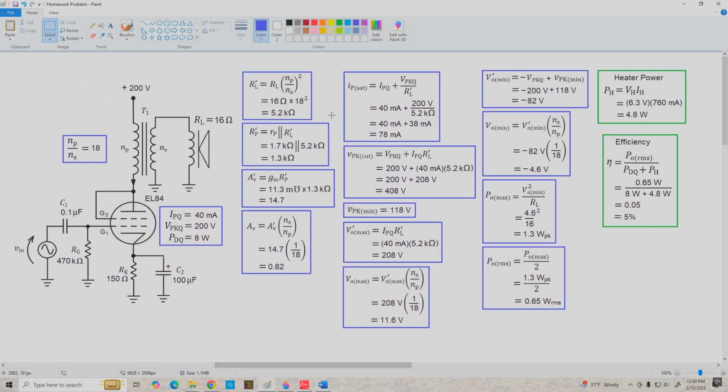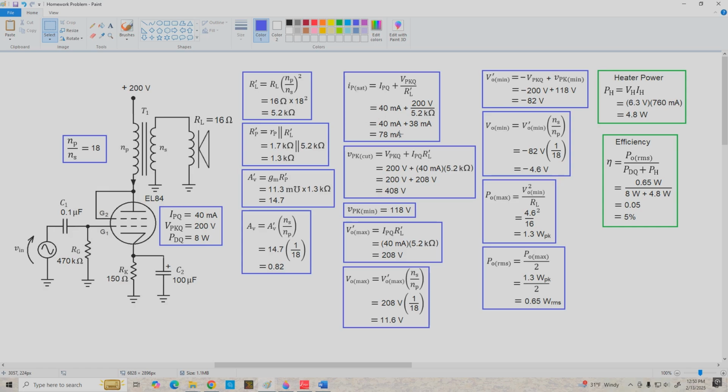Okay, here are all the values pretty much in the order I calculated them in. Starting up here, R prime L, the reflected load resistance, is 5.2 k ohms. R prime P is the small signal plate resistance, 1.3 k ohms. And A prime V is the voltage gain at the plate with respect to the control grid. That's 14.7. The actual voltage gain is stepped down by a factor of 18, so it works out to be 0.82. So just like the previous amplifier we analyzed, it's less than 1. That happens fairly often with this type of amplifier.